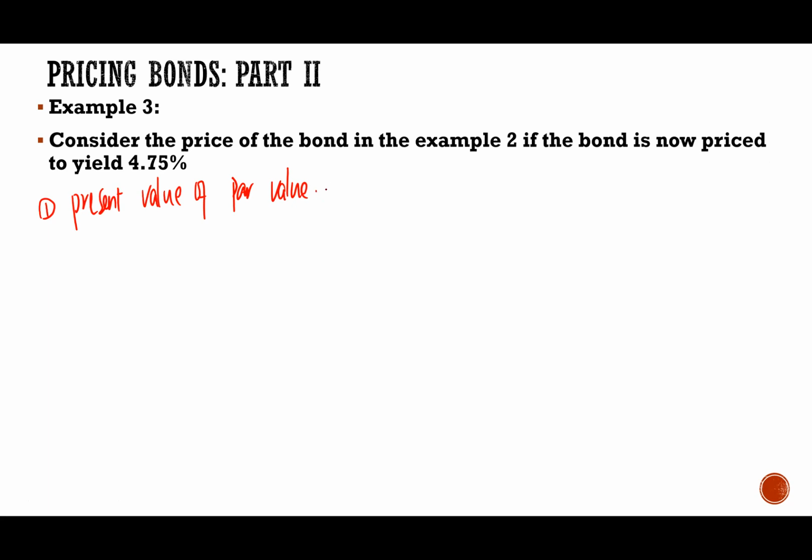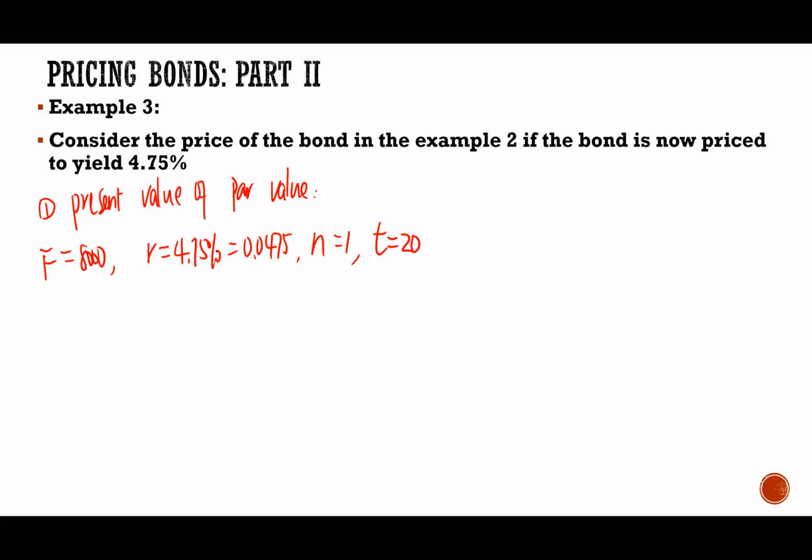Okay. So now again, the par value is 8,000, meaning future value is equal to 8,000. And we have the rate now, market rate is 4.75%, so this is 0.0475. Number of compounding periods is 1. Time t equals 20.